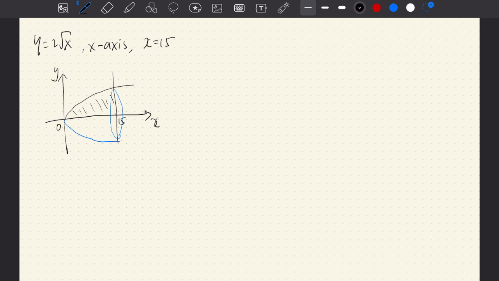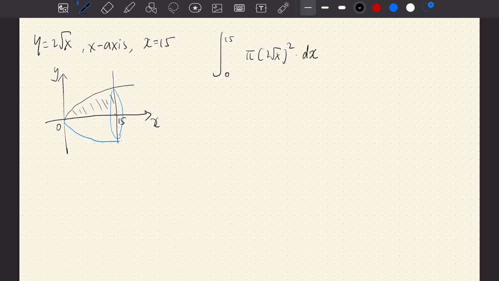So we can use our formula here because our solid of revolution is formed by revolving this area. We can write it as the integral from 0 to 15 of pi times (2 square root of x) squared dx.